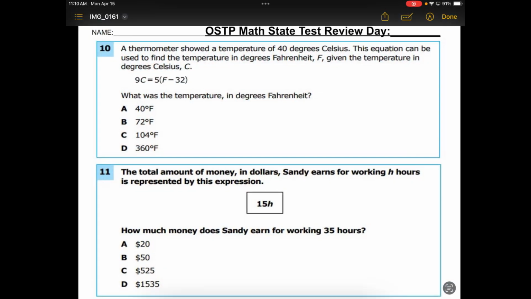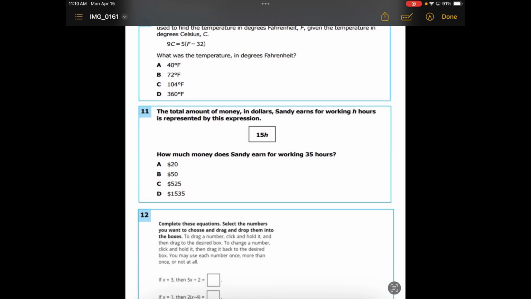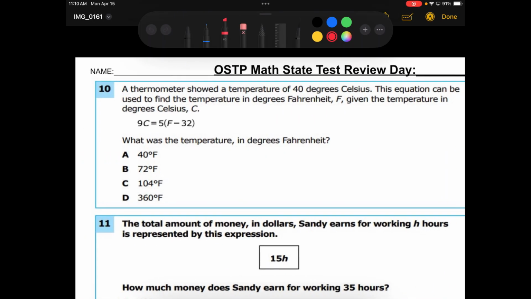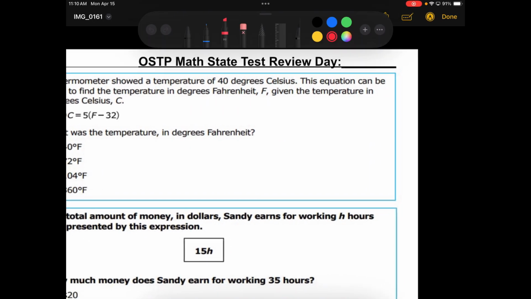Today, we are working on the Oklahoma State Test Review Day 2. Name on the left, Day 2 on the right.